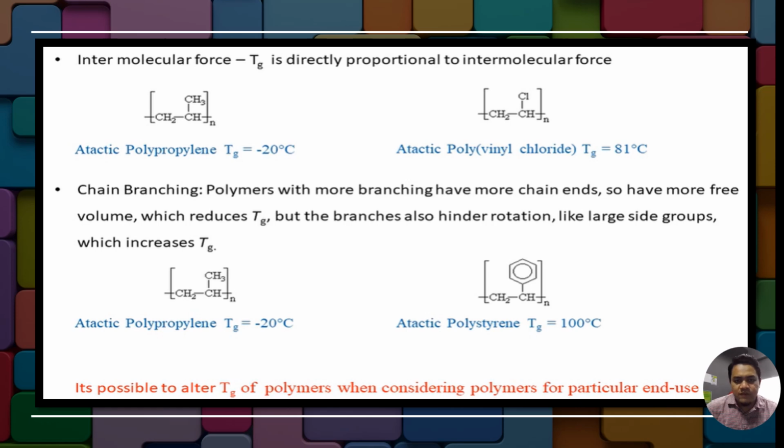Okay, the last factor is chain branching. Polymers with more branching have more chain ends, so have more free volume, which reduces the glass transition. But the branches also hinder rotation, like large side groups, which increase the glass transition.